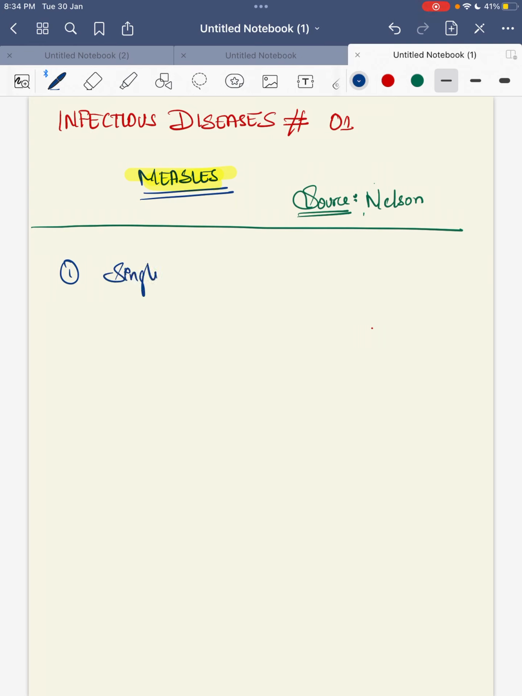First, it is a single stranded RNA virus. It belongs to the family Paramyxoviridae.